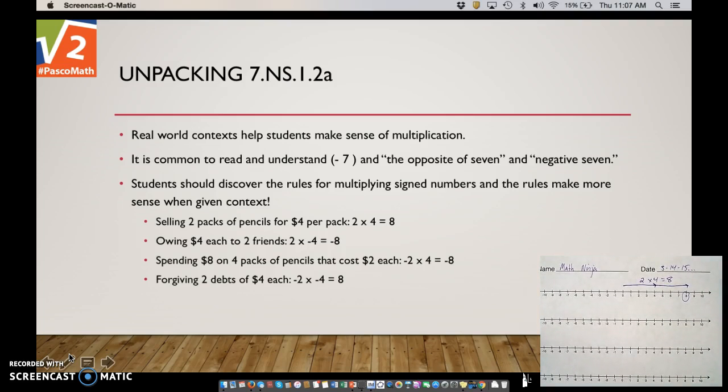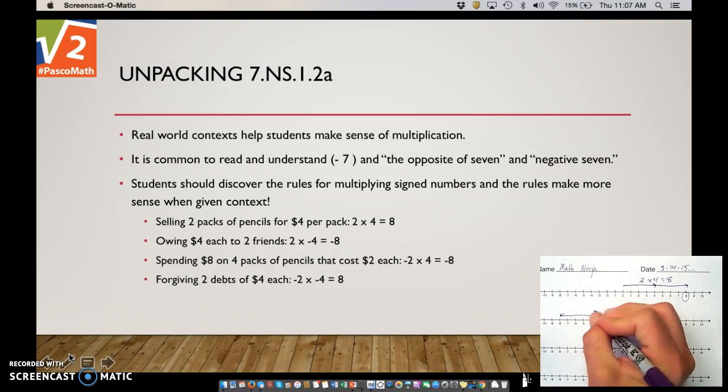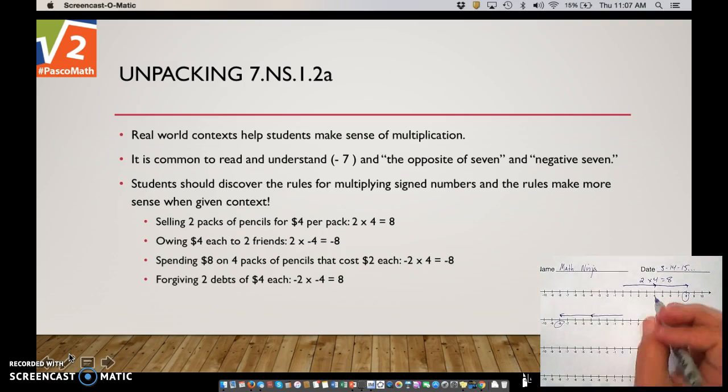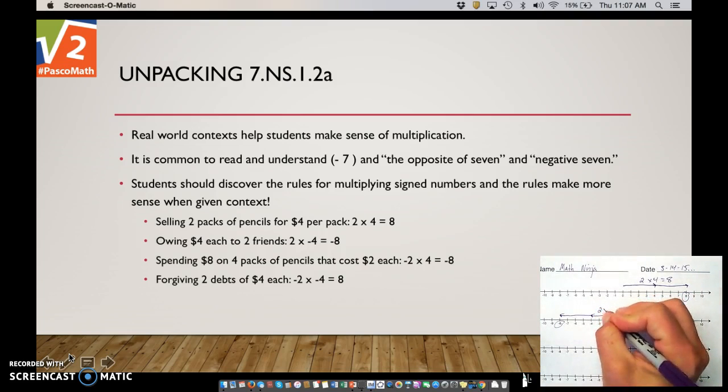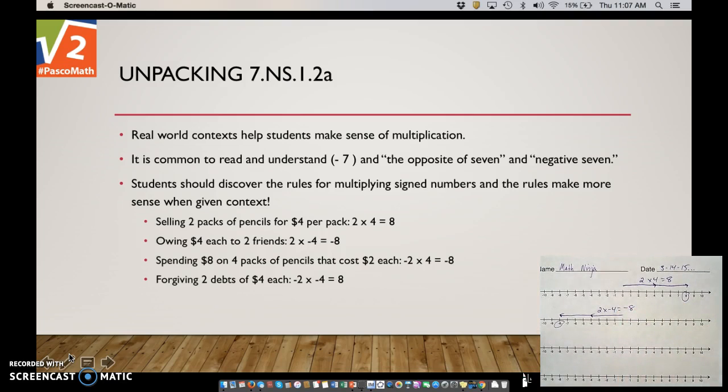Let's look at another example. Owing $4 each to 2 friends. If I start at 0 again, and I owe my first friend $4, and I owe my next friend $4, I owe a total of $8. And so I have 2 times -4 equals -8. I have $8 less than what I currently have. My net worth is $8 less.